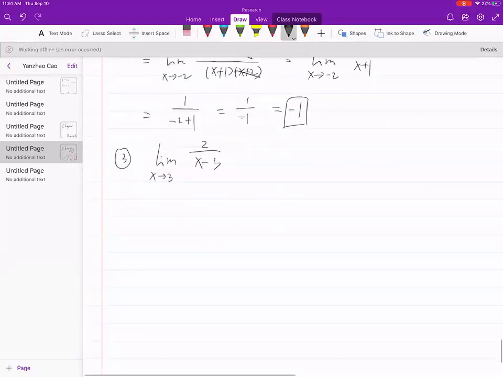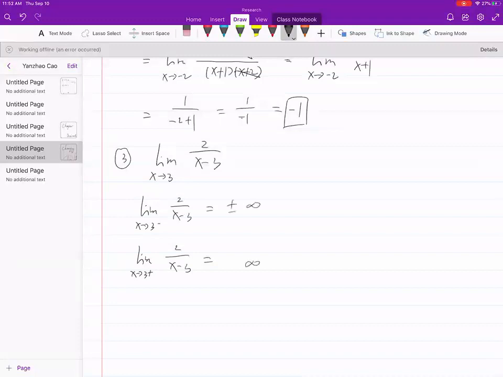For number 4, we just need left. We need right. We already know it's going to be infinity. We just care about, do you have the same infinity or not? How do we know it's positive or negative? Let's just plug in.